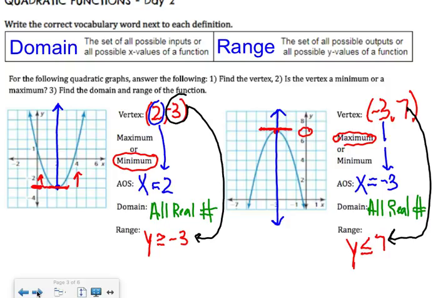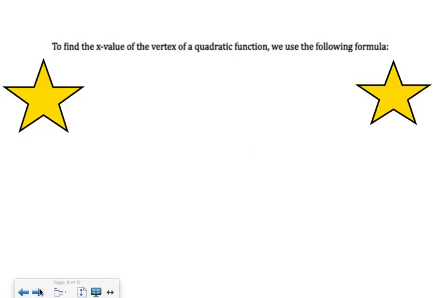Okay, now let's see this next part. It says to find the x value of your vertex of a quadratic function, we use the following formula: -b over 2a. That is how you find the x value. So negative b over 2a. I'm sure you're thinking, well, what the heck? What's this negative b and 2a talking about?